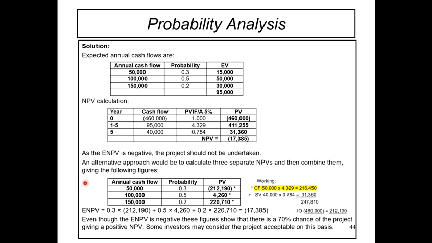Okay, tetapi an alternative approach would be to calculate three separate NPVs and then combine them, giving the following figures. Okay, sebab sekarang kita calculate untuk keseluruhan annual cash flow tu. So dia boleh jadi NPV tu maybe positive, NPV tu maybe negative. Kalau positive, settle lah, you boleh terus accept the project. Right now, bila NPV dia negative untuk the whole annual cash flow, untuk the whole project, so kita disarankan untuk kira one by one. Okay, so kita kena kira NPV tu untuk setiap satu lah.